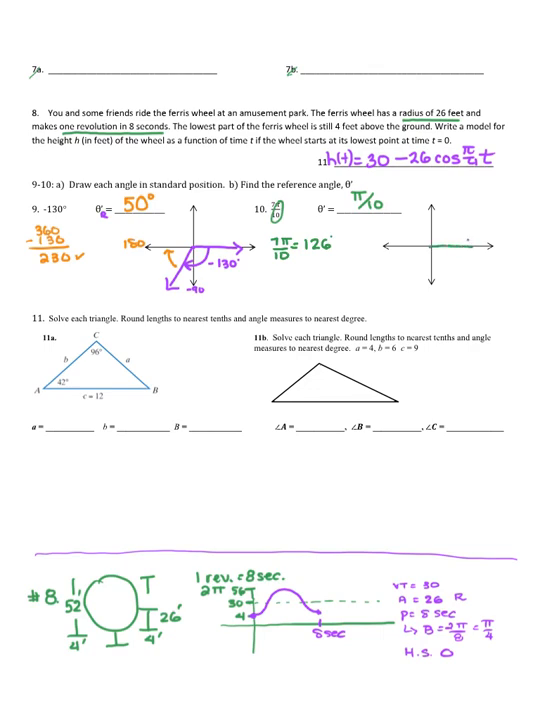So to draw the actual angle, you're drawing 126. Remember, 90 is here, so there's 126 degrees going in the positive direction. And we already have the reference angle, so we're good.